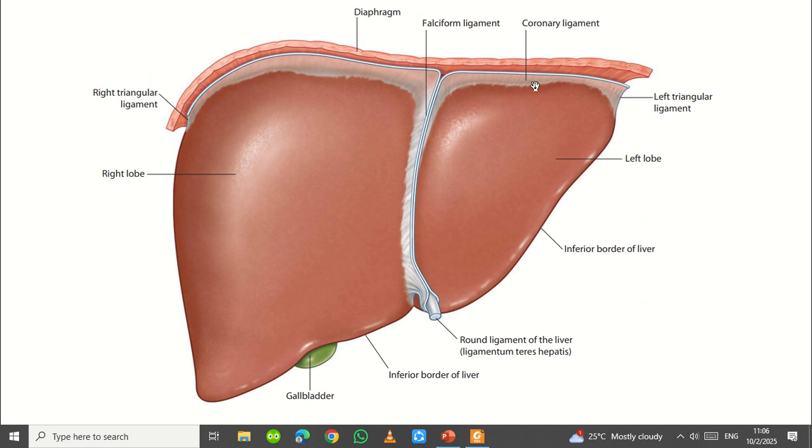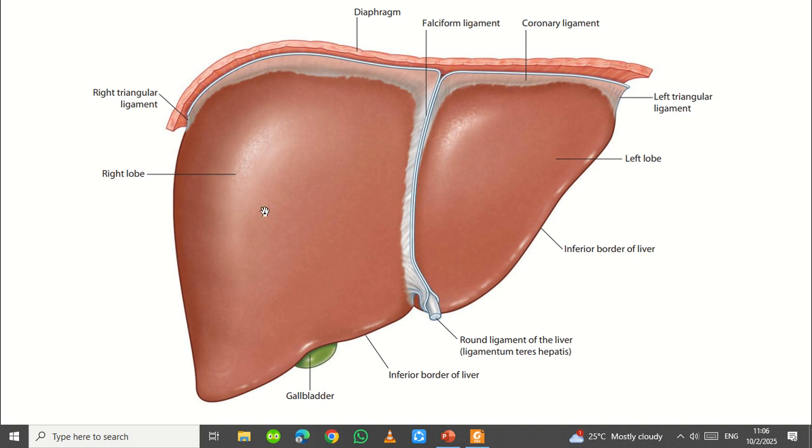So what is anterior to the liver? We are going to have the diaphragm, the pleura, and a part of the lung. We are going to have your anterior abdominal wall, and not forgetting those costal margins, right? That will be protecting your liver.